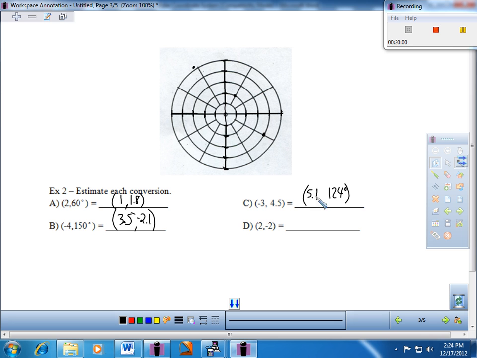2 and negative 2. So over 2, down 2, put a point. Okay, now again, there are so many different ways to represent this in polar form, but let's go for it. I'm going to get my angle going. I'm going to go this way. So here's 270, here's 300. I think that's right around the 315 mark. I'm going to go 315 degrees on that.